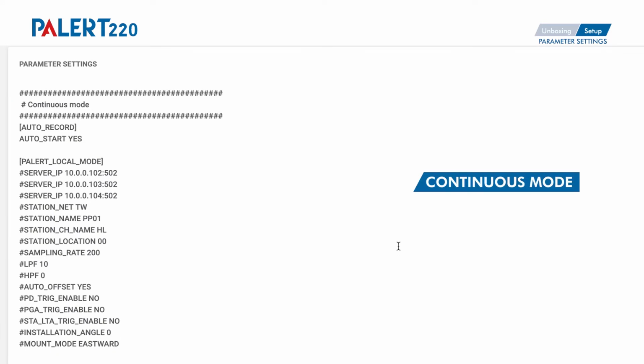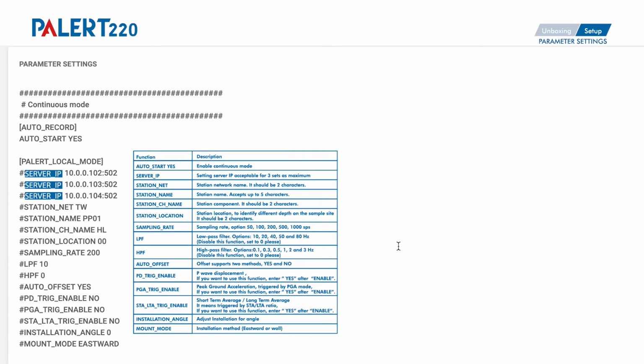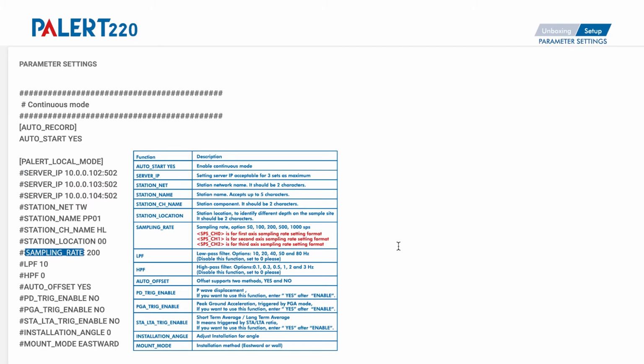Here's the continuous mode setting. Server IP is the setting for the server IP, which accepts 3 sets at maximum. Sampling rate is the sampling rate setting.